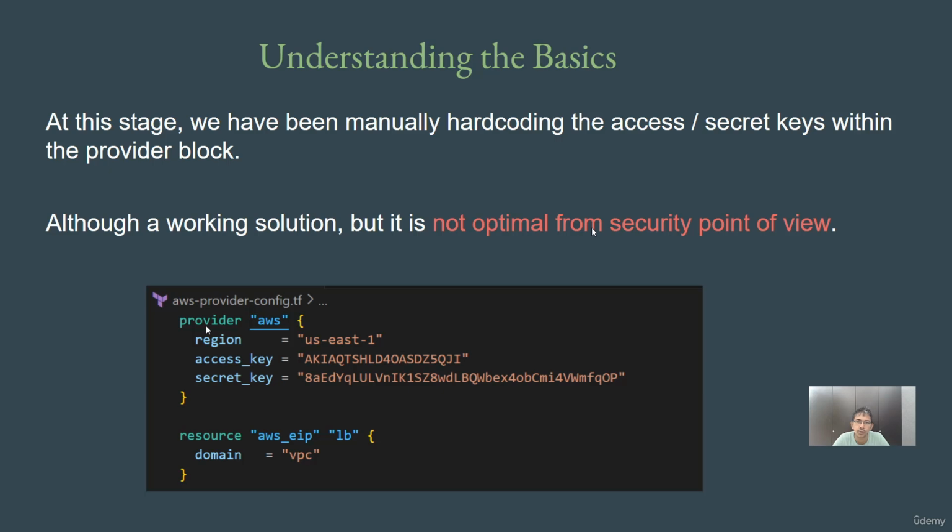Now the question that comes is, if the access and secret keys are removed, how will Terraform connect to AWS and authenticate so that the resources can be created? So fortunately, HashiCorp has given us various other ways in which the authentication can work apart from hard coding the secrets as part of the provider.